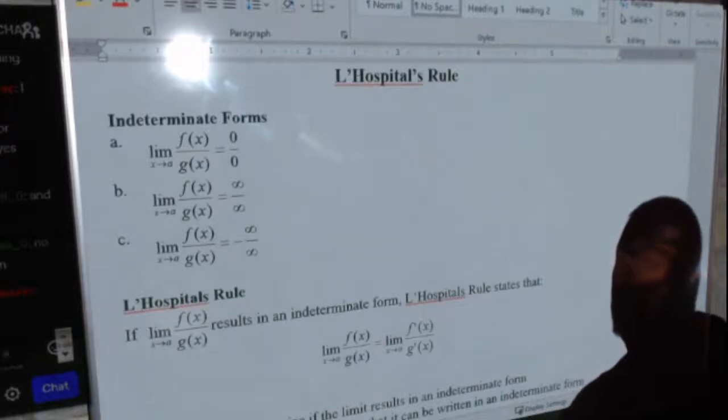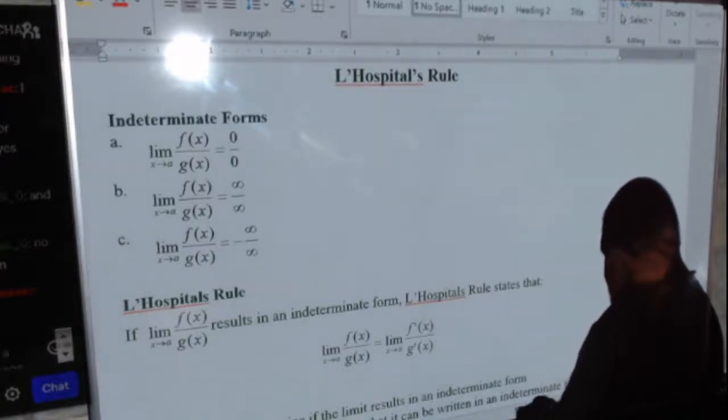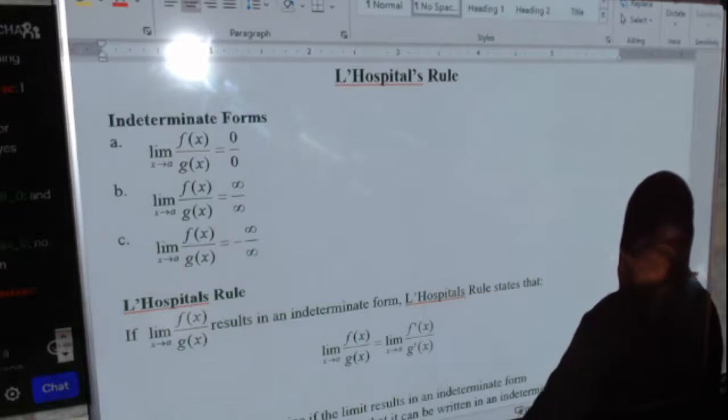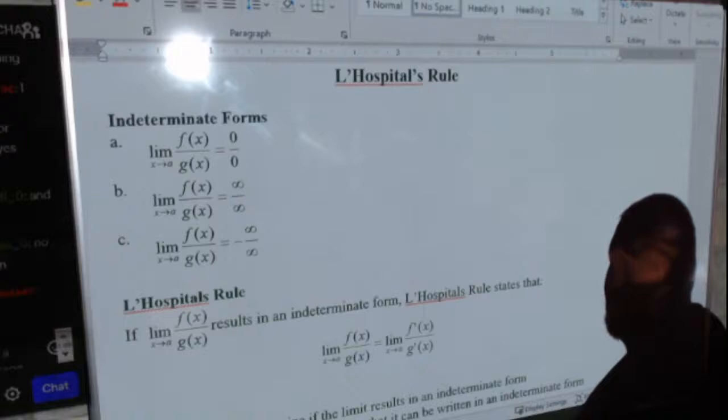So today I wanted to teach you guys L'Hopital's rule. And there are three what we call indeterminate forms. And then there's another set of forms that are sometimes called indeterminate, but I like to call them something else. We'll try to come up with something here.